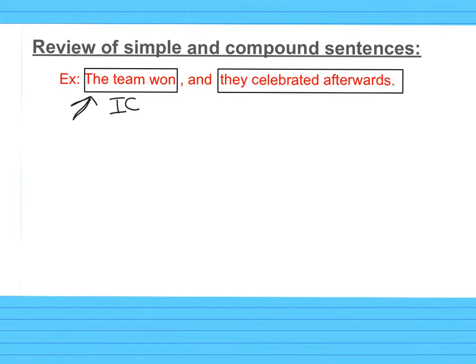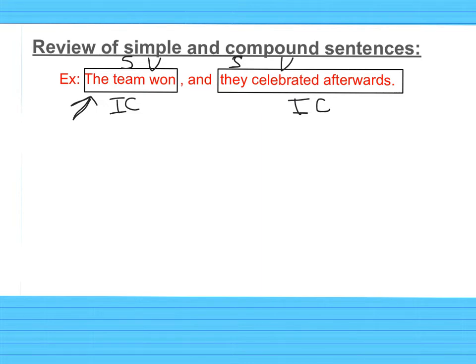In this first independent clause, team is the subject. What did the team do? They won. If we look at the second independent clause, again, we know it's an independent clause because it's boxed in. We use that box to represent a complete thought. We also have a subject and a verb. They would be the subject. What did they do? Celebrated afterwards.